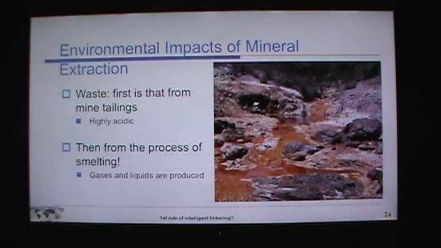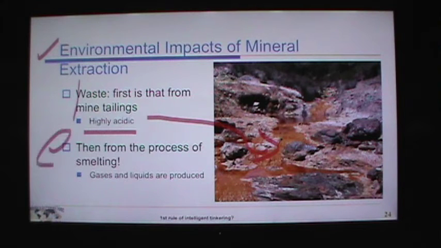When you look at the environmental impacts of mineral extraction, you have a lot of waste from those mine tailings. There's water that's going to fall on top of those mine tailings. We'll talk about all the things that are in those mine tailings. They're very highly acidic, very caustic. There may be some bacteria growing in here, but that's not really great stream habitat.